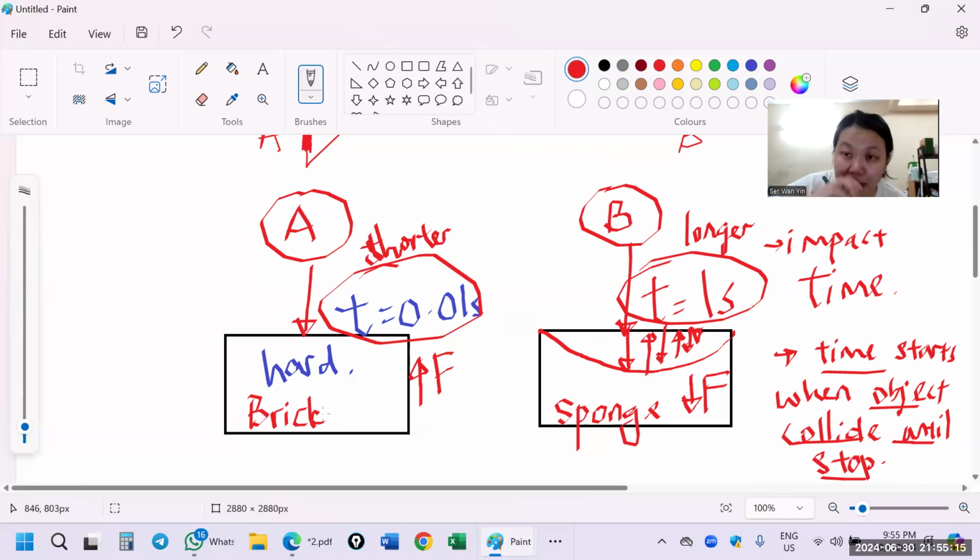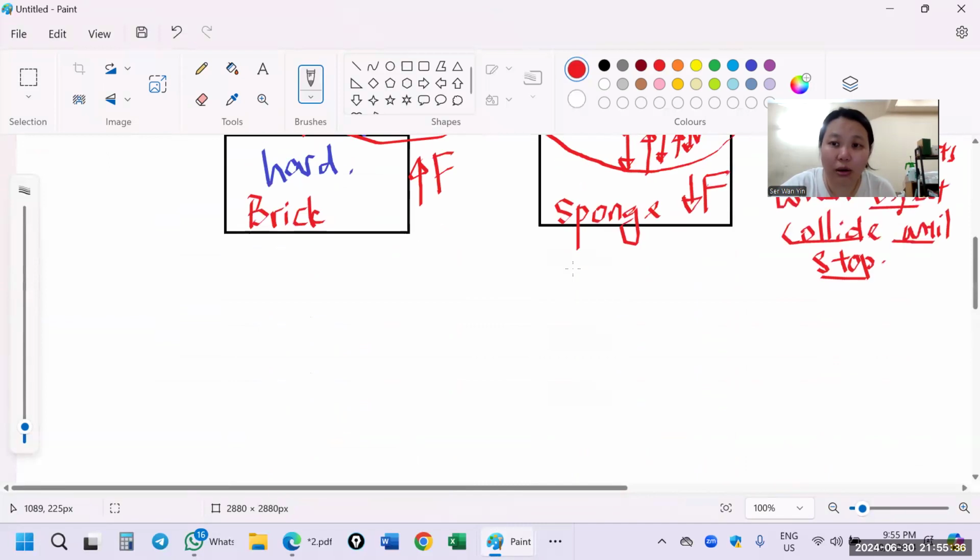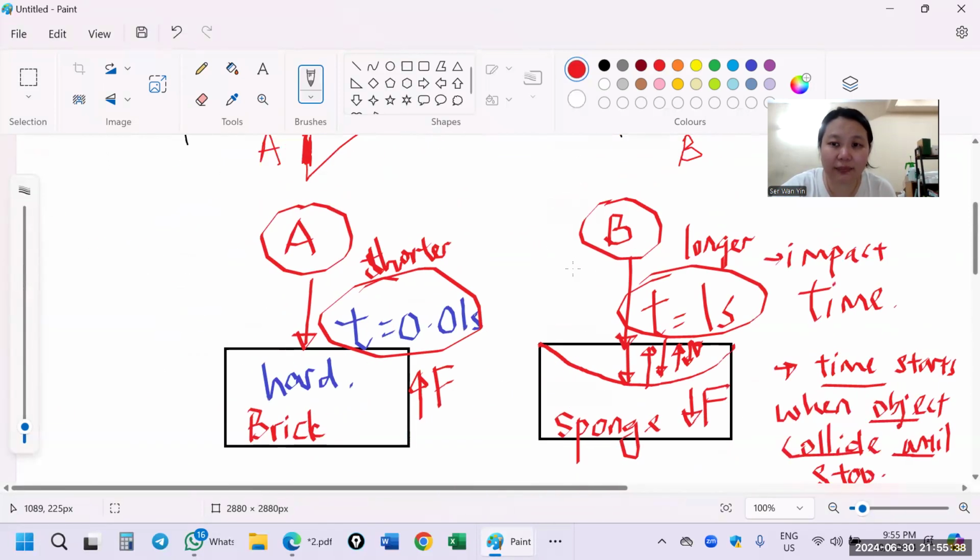Now understand impact time and contact time. Contact time is when, normally in sports, we want the ball to go faster. So we swing longer, we contact longer so that we increase the final velocity. Increase v, the final velocity. Impact time is from when they hit until they stop. Yeah, thank you.